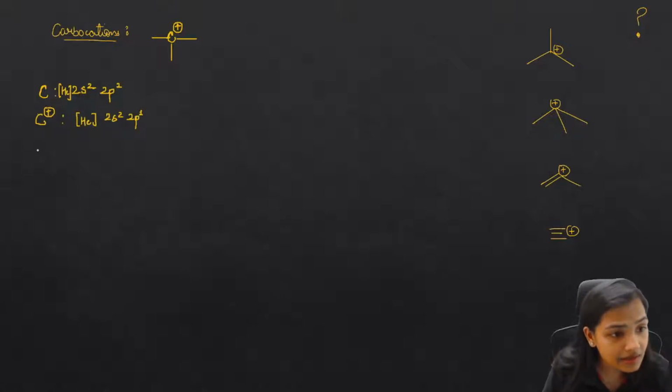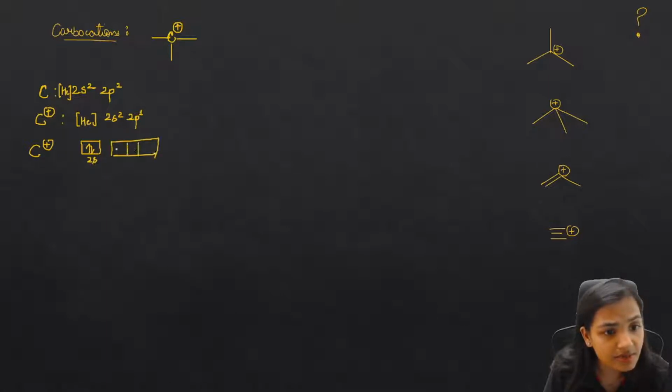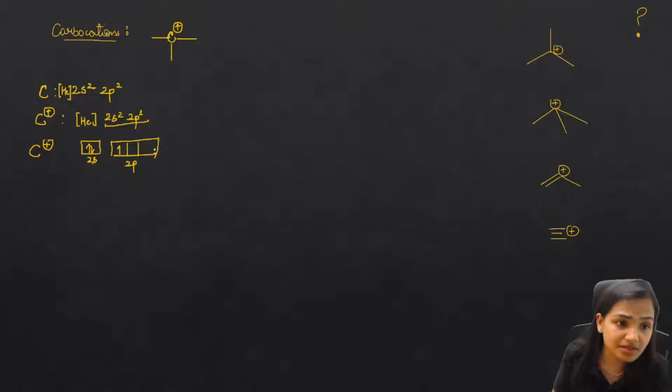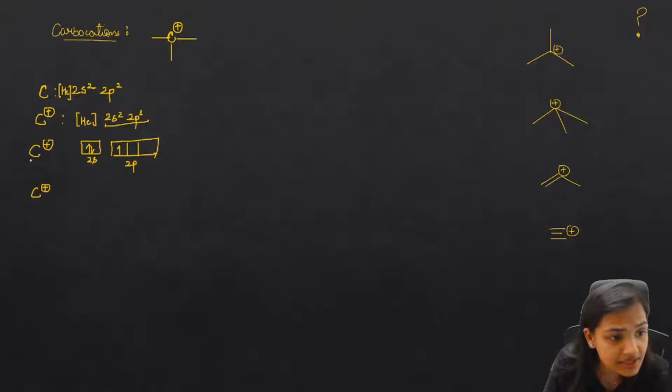Then this carbon with a positive charge will undergo hybridization. When you have to draw the orbital diagram, it will be 2s2 with 2 electrons, and here we have a 2p orbital with 1 electron. These are my last shell, the valence shell electrons, which will participate in the bonding. When this carbocation is in its ground state, this was the electronic distribution, but when it is in its excited state, the electronic distribution would be something like this.